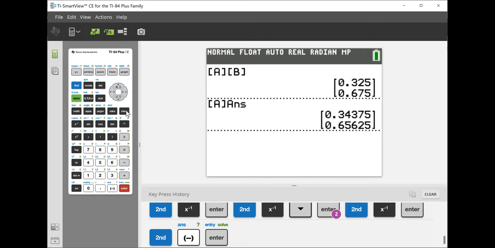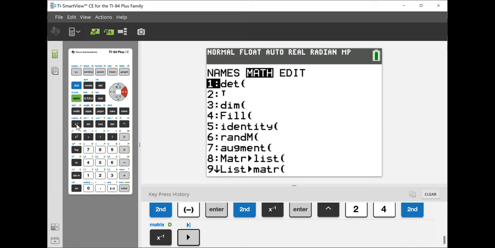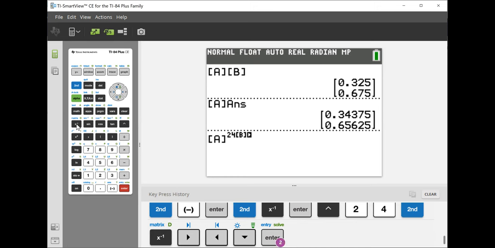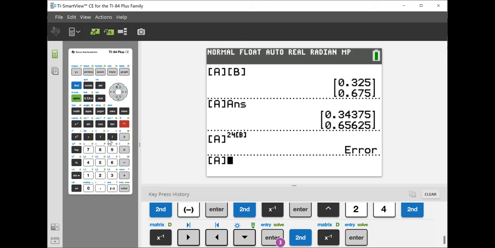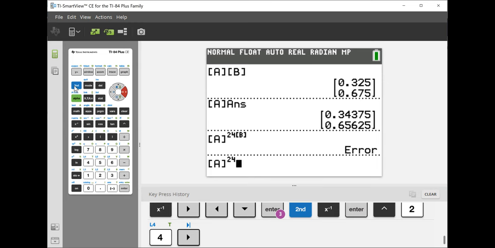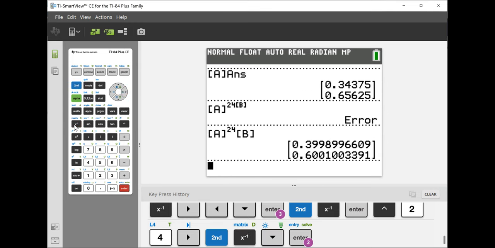What if this person flies often? Like, what if this person is taking a bunch of business flights and flies like 2 times a month? So they fly 24 times in a year. What's the probability distribution after the end of the year? Well, it's A to the 24th times B. Ah, yes, I can see why that didn't work. Let's try this again. It's A to the 24th times B.